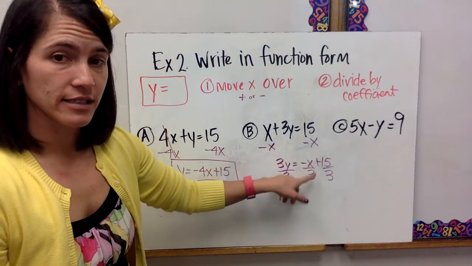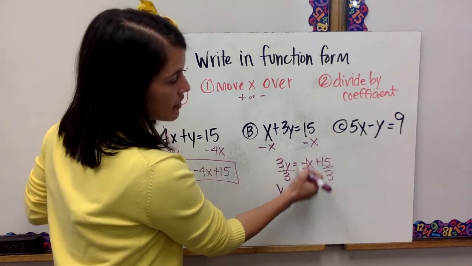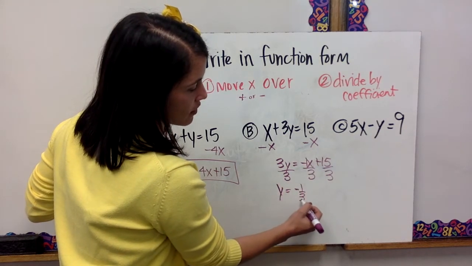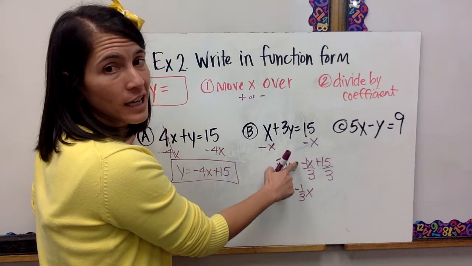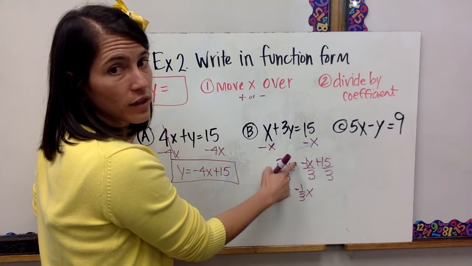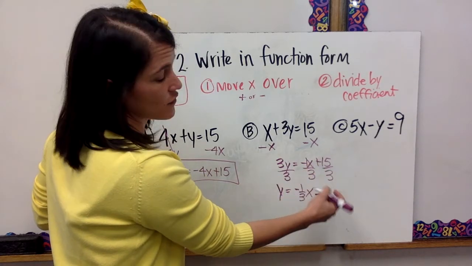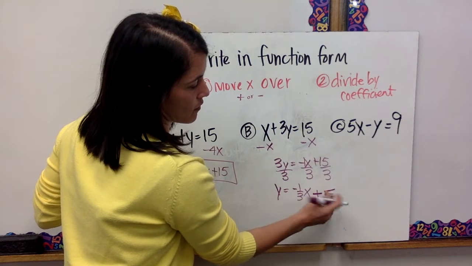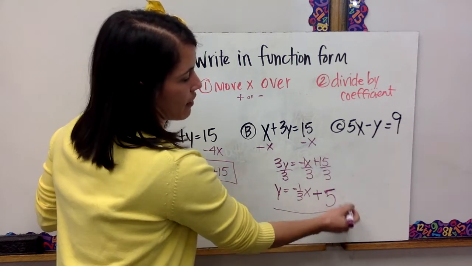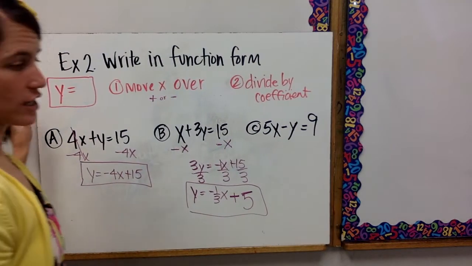Now this, do you remember what number we have in front of the x? We can put a 1. This is negative 1/3 x, and now hopefully you see where I got my 1/3 from. Negative 1 divided by 3, so negative 1/3, plus 15 divided by 3 is 5. And then that would be my equation in function form. So I'm going to go to the other side.